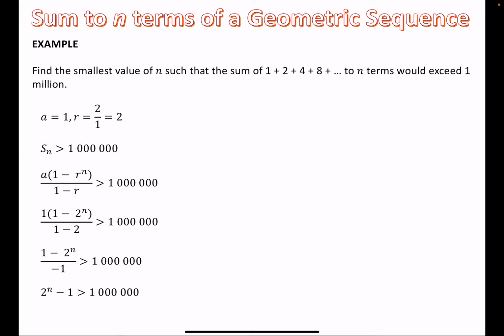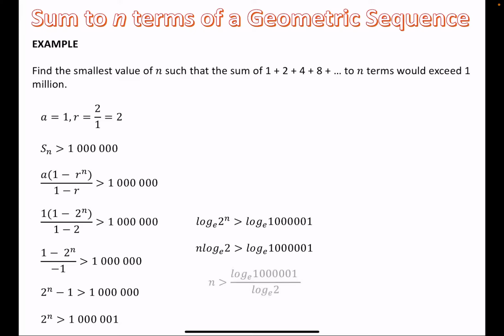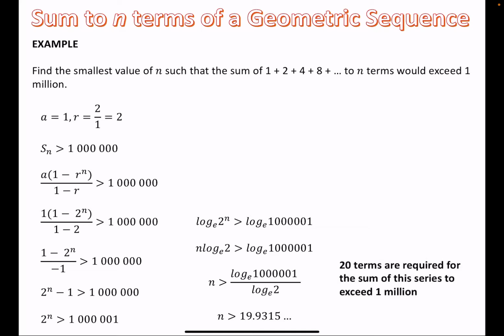Which is greater than 1 million, and then if I add 1 to both sides, I get 2 to the power of n is greater than 1,000,001. And obviously I'm trying to find n, so I'll take the log of both sides so that I can bring the n down. n times log base e of 2 is greater than log base e of 1,000,001, in which case I can divide both sides by log base e of 2, and I can put that in a calculator. n has to be greater than 19.93, in which case I need 20 terms.